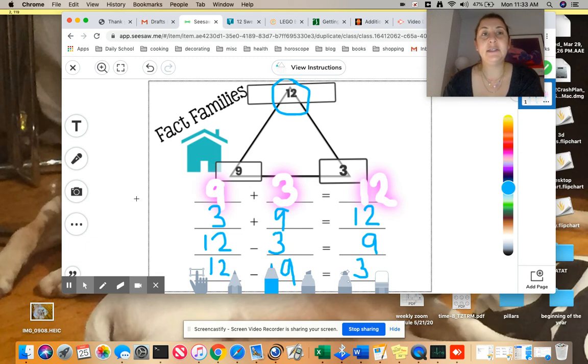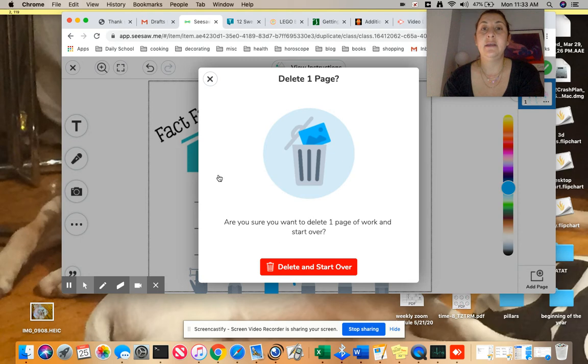Okay. So this is the first activity. Like I said, you're going to come up with your own fact family. Start with your parts. You can do any 2 numbers and then just add them together to get your total.